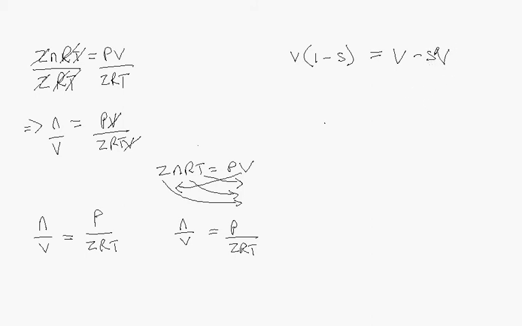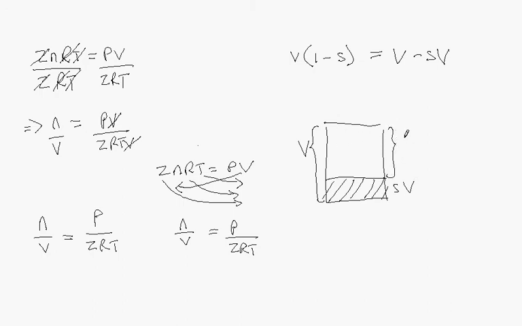Now, s is a fraction of the volume, so we could represent this graphically. This rectangle represents V. Then s times V, let's say s was the fraction 1/3, then s times V could be represented by that shaded area. And then the remainder must be V minus sV, which we know we can rewrite as V bracket 1 minus s.